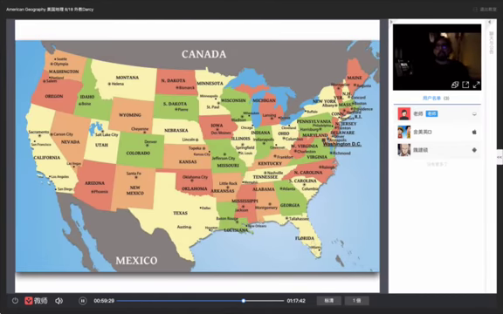So here are the 50 states and their capital cities.